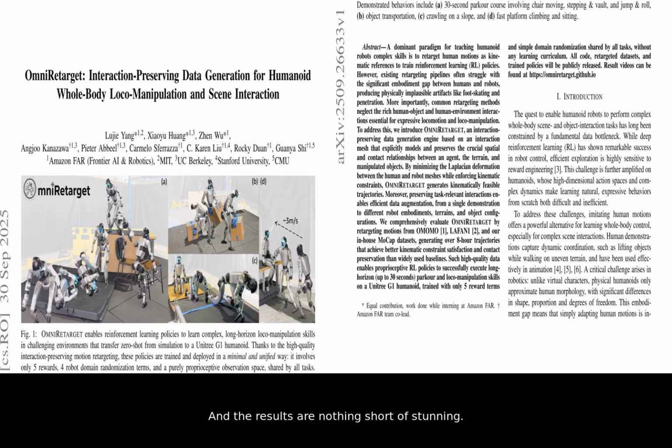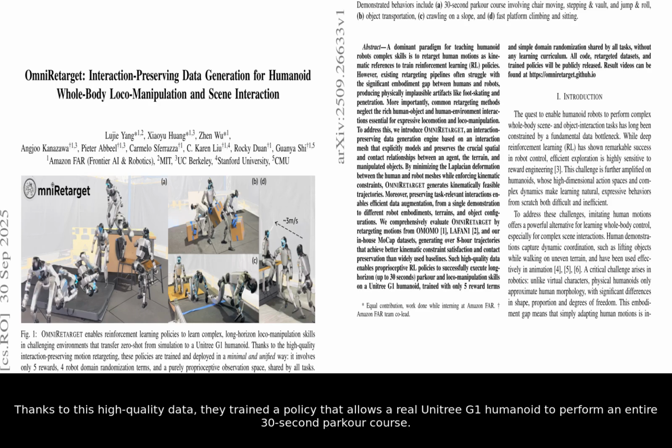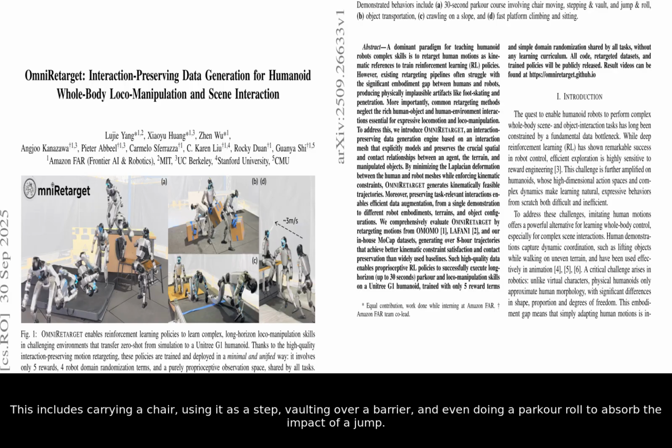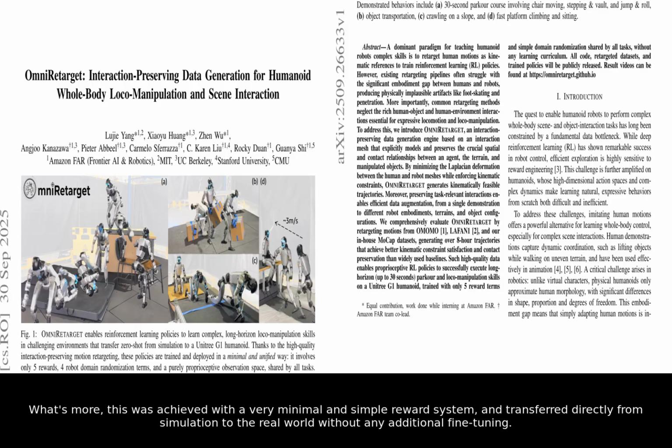And the results are nothing short of stunning. Thanks to this high-quality data, they trained a policy that allows a real Unitree G1 humanoid to perform an entire 30-second parkour course. This includes carrying a chair, using it as a step, vaulting over a barrier, and even doing a parkour roll to absorb the impact of a jump. What's more, this was achieved with a very minimal and simple reward system, and transferred directly from simulation to the real world without any additional fine-tuning.